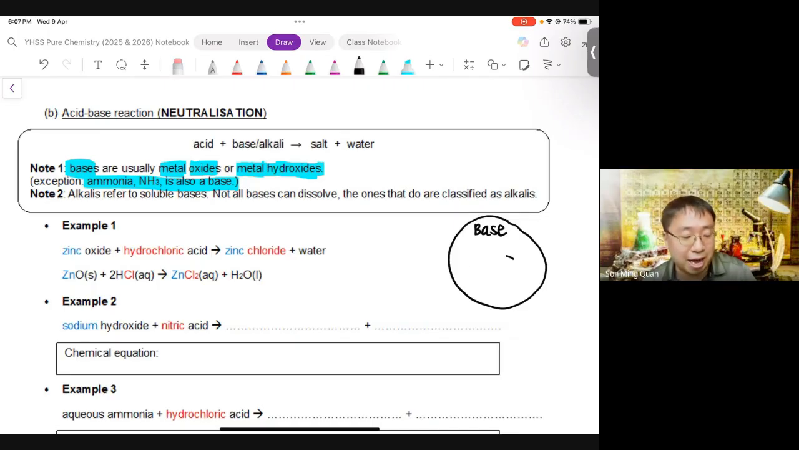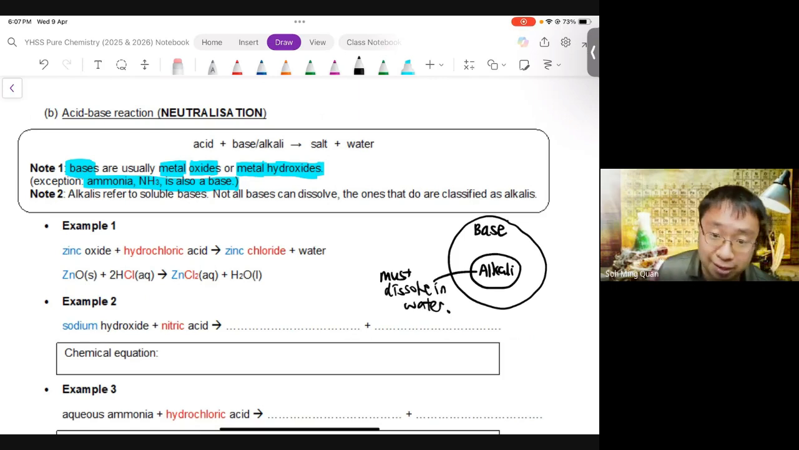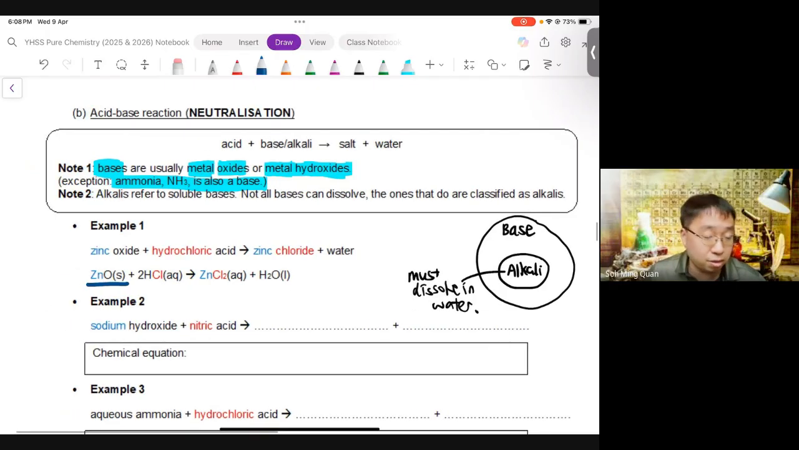Then what is alkali? Alkali must dissolve in water. Not all metal oxides and hydroxides can dissolve in water. Some don't. For example, zinc oxide. Zinc oxide is insoluble in water. So actually, zinc oxide doesn't dissolve in water. So zinc oxide is not an alkali, but it's a base. Okay? So that's an example.